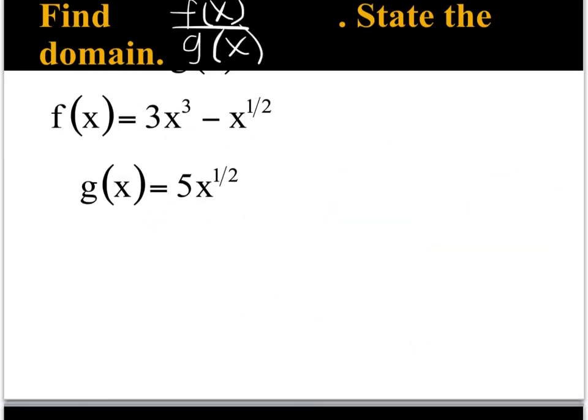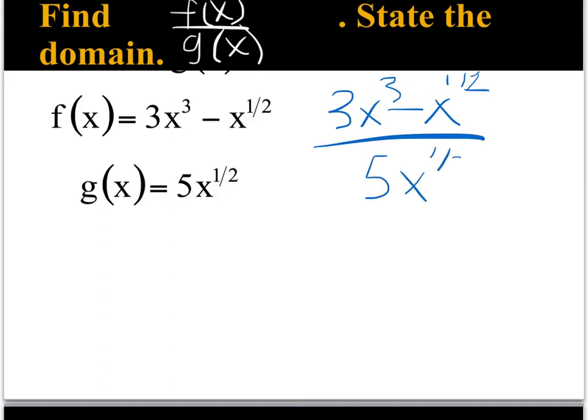This one asks us to divide, so I take that f of x and I divide it by the g of x. And then I reduce if I can, but in this case, I can't reduce. I have a subtraction between the 3x to the third minus x to the 1/2. I can't reduce, it's not multiplication. Nothing moves around the fraction, there's no negative exponents, none of that. So I have to leave it just like this.